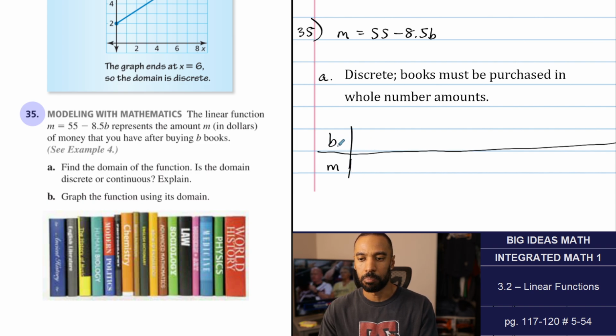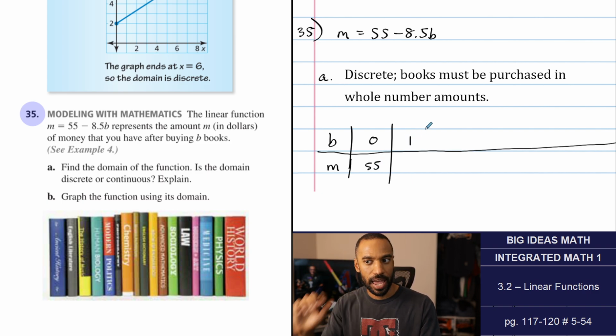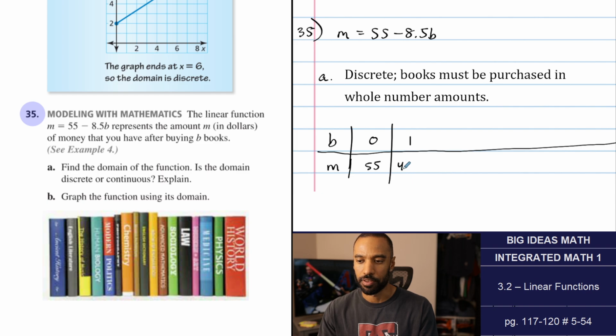These inputs are b. The amount of money you have depends on the number of books, so let's substitute values for b. Let's start with 0, not buying a single book. 55 minus 0 is 55. That's where it says you start with $55. Now you buy a book. You take away $8.50 from there. Now you have $46.50. We'll put it in terms of money.